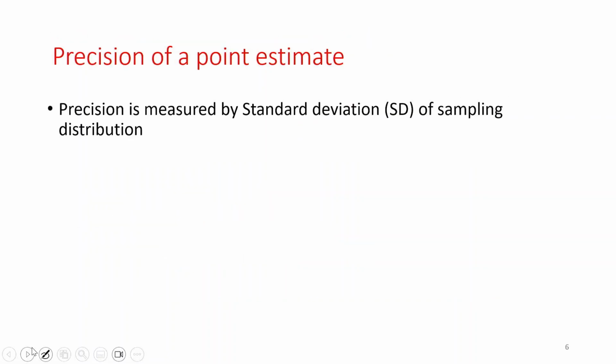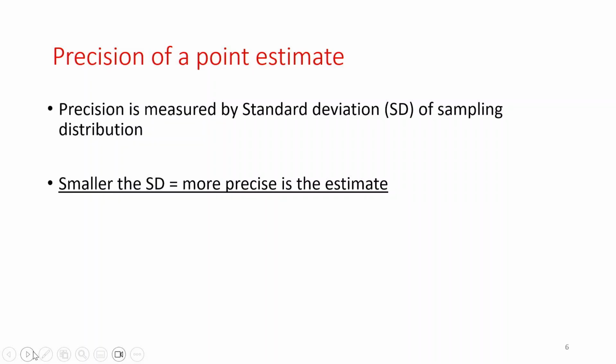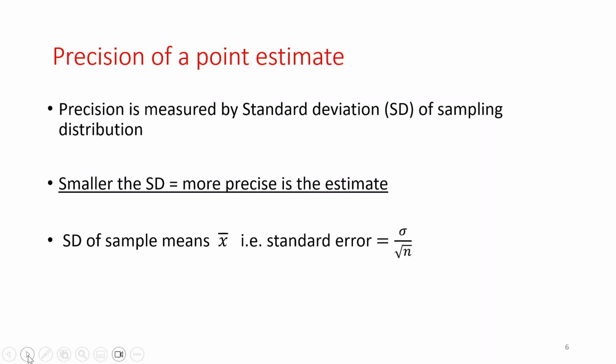Now comes precision of a point estimate. Precision is measured by standard deviation of sampling distribution. Smaller the standard deviation, more precise is the estimate. That means variability is less and less. So standard deviation of sample mean, which is also known as standard error, the formula is σ by root n. This formula was also told earlier, and you already know what is standard error.